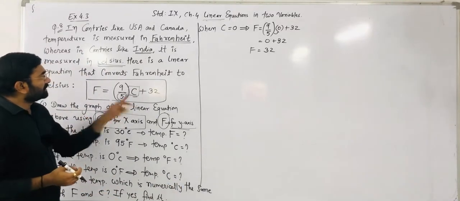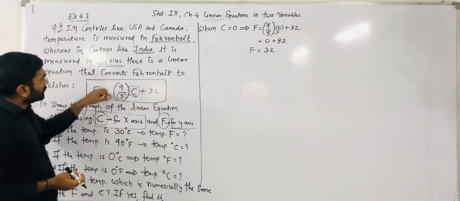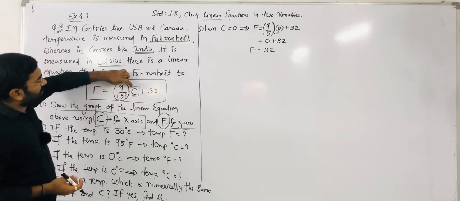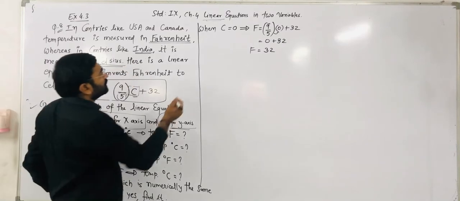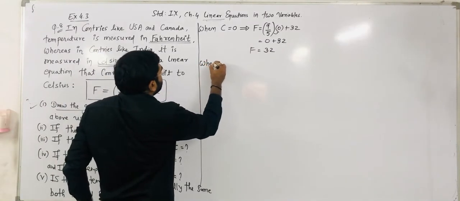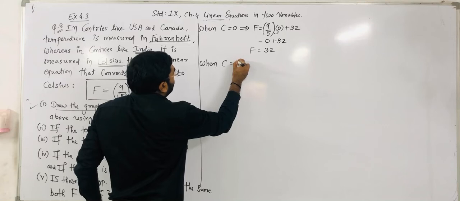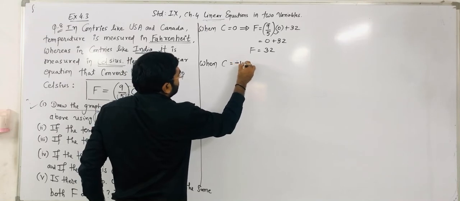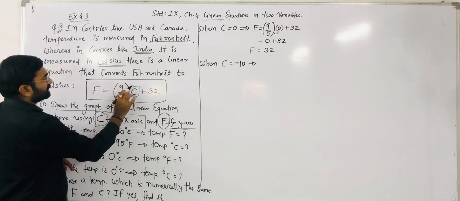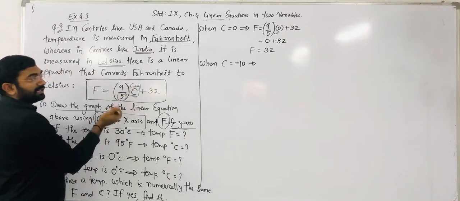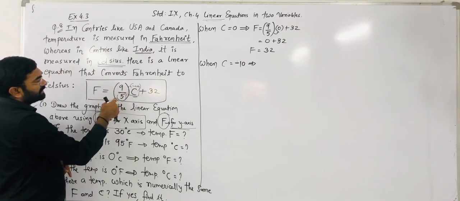Same way, we have to choose another C value. As I told you, the denominator has a 5, so we have to choose a C value that is a multiple of 5. Suppose I take C equal to minus 10. Why do I take minus 10 here? Because if I take minus 10, then it is divisible by 5.